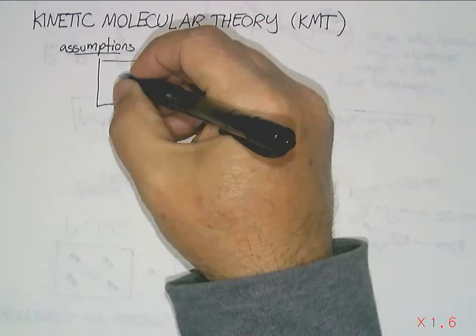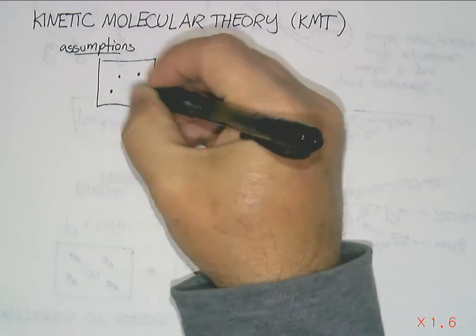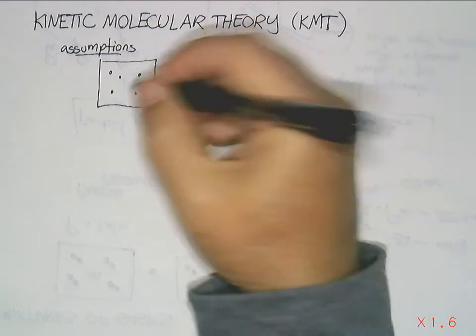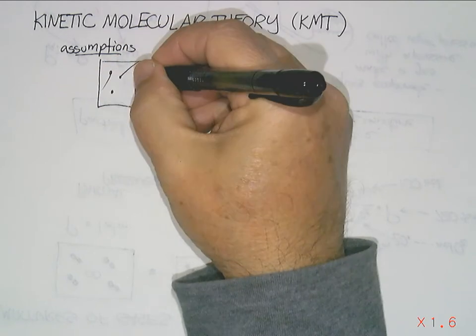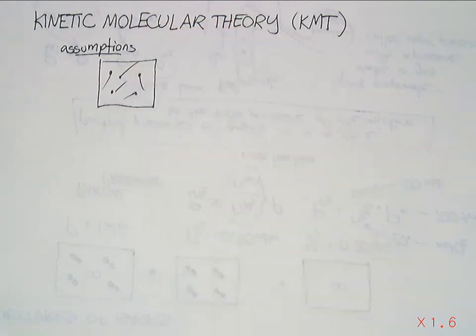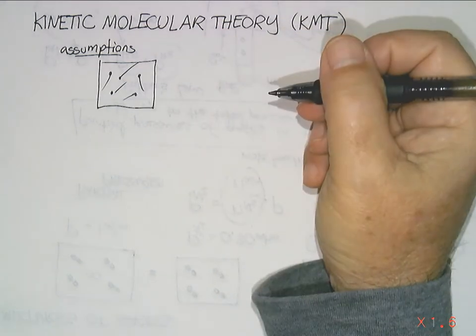So here's a container, and here are a bunch of gas molecules. There's a lot of space between them, and they are flying around at pretty high speeds. So that's the first assumption that we have.